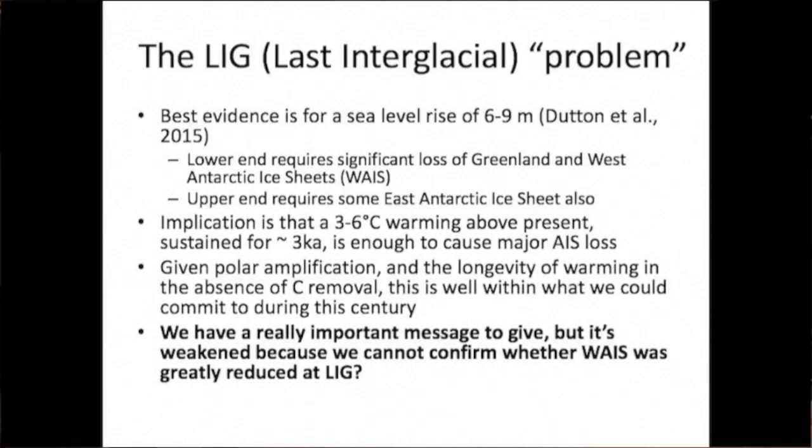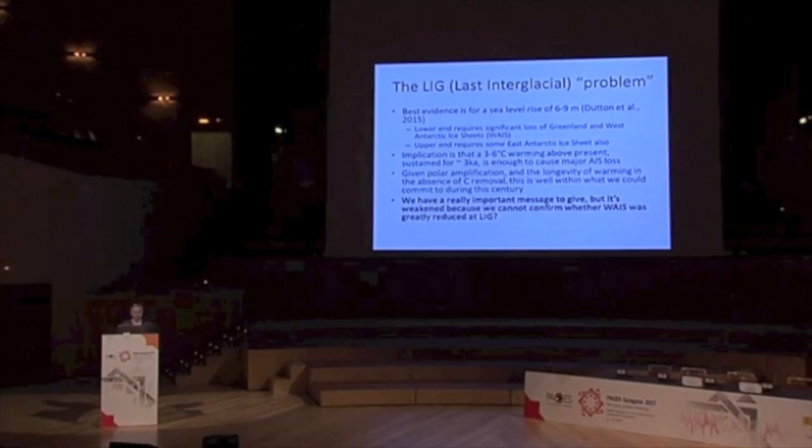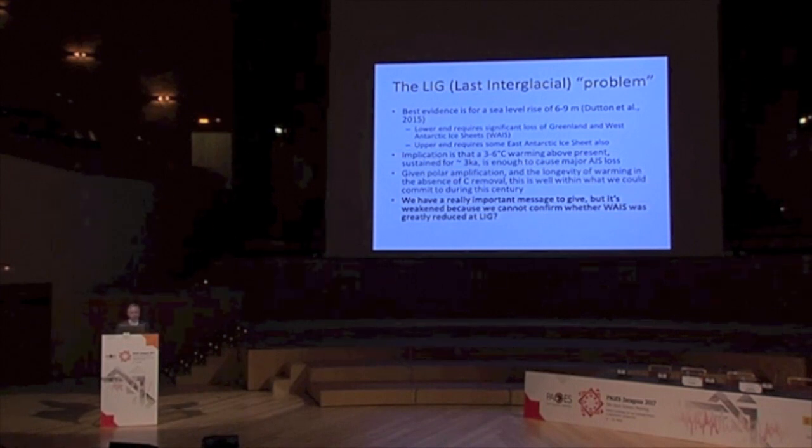The best evidence is for a sea level rise of 6 to 9 meters, which at the lower end requires a significant loss of both Greenland and West Antarctica, and at the upper end definitely requires some of East Antarctica too. So the implication is that a warming like the one we're expecting both in the Arctic and the Antarctic, I've concentrated on the Arctic here, sustained, is enough to cause a major loss of the Antarctic ice sheet, which, as I've said, given polar amplification and given the longevity of warming if we don't remove the carbon, is well within what we could be committed to by the end of the century.